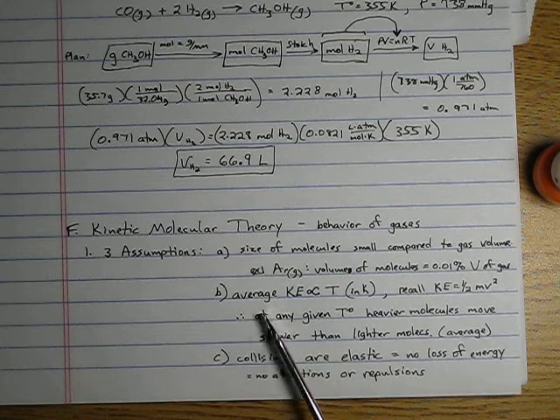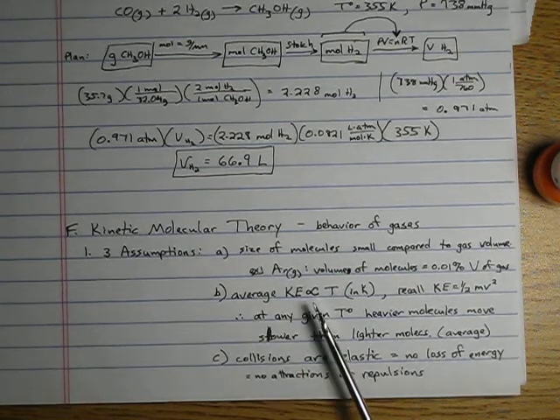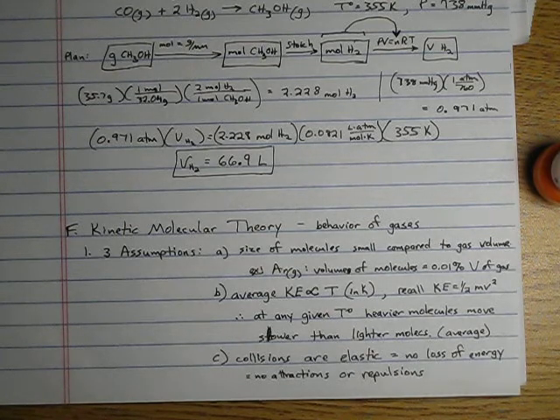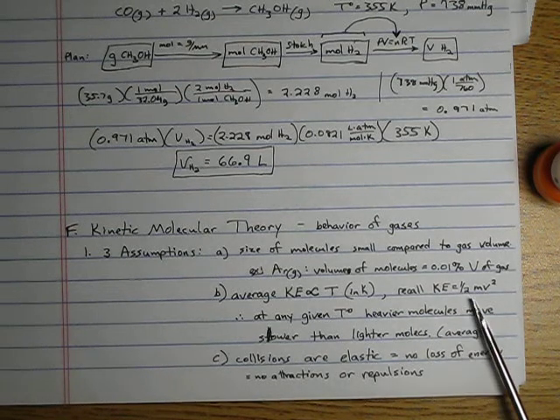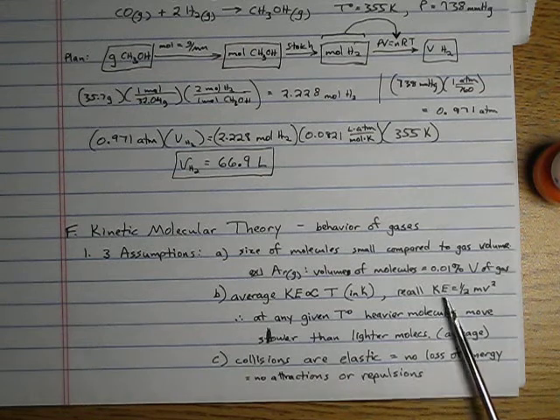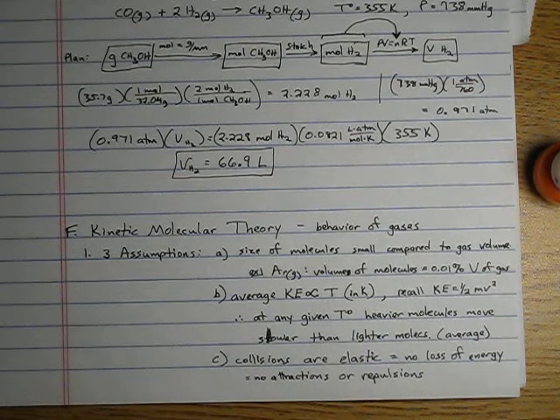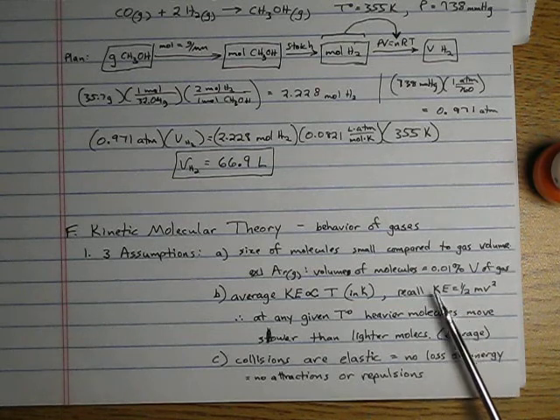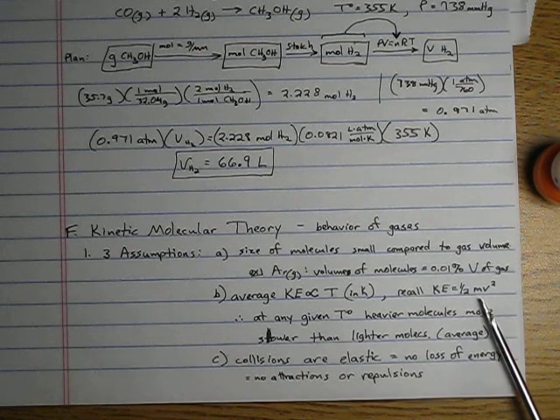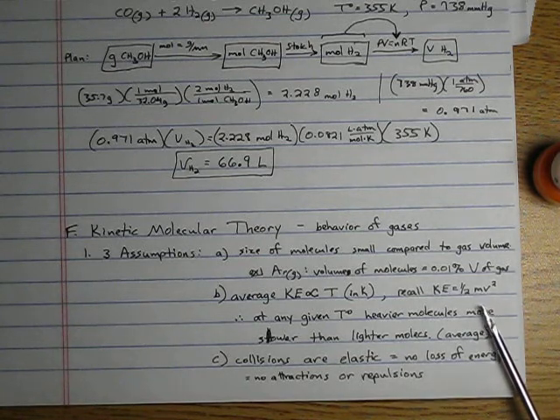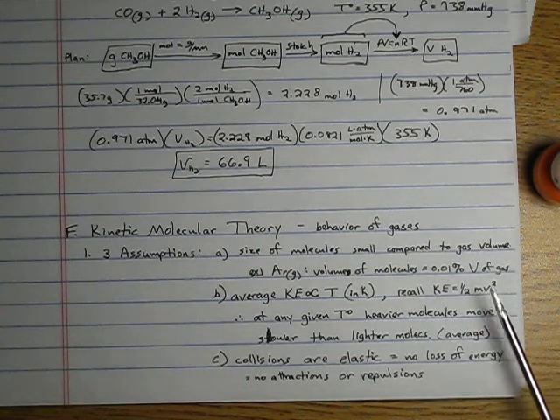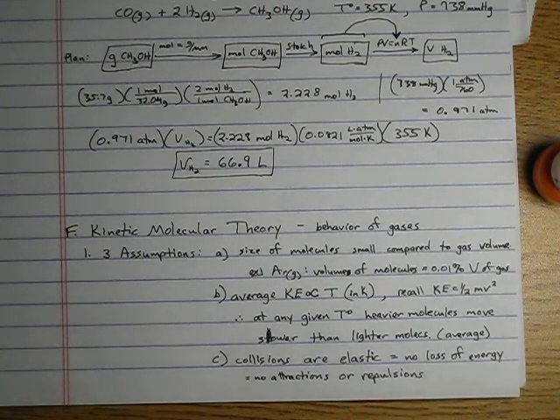Second assumption, the average kinetic energy of the gas is proportional to the temperature in Kelvin. Recall from the beginning of the semester, kinetic energy, KE equals 1/2 mv squared. This kinetic energy is proportional to temperature, which means that at a given temperature, not all molecules are moving at the same rate. A heavier molecule, on average, has the same kinetic energy as a much lighter molecule, which means at a given temperature, heavier molecules are moving more slowly than lighter molecules on average.